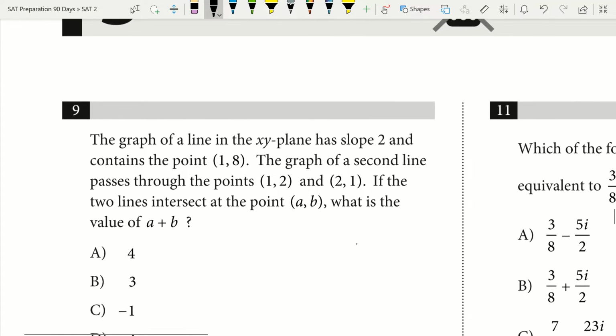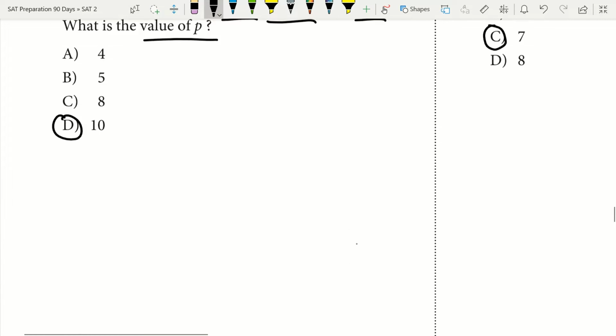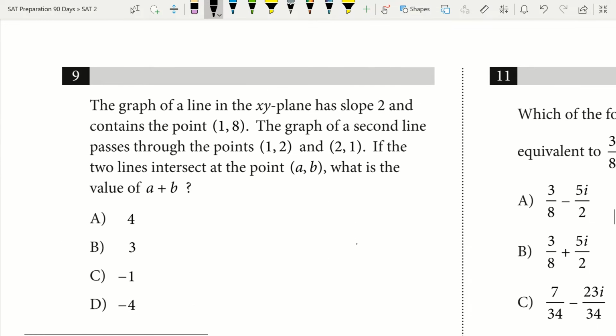Now we've got question 9. Number 9: the graph of a line in the xy-plane has a slope of 2 and contains the point (1, 8), which means it's going to be y equals 2x. I have to move 2 down since it's a slope of 2 and I'm going to the left, so that's going to be 2x plus 6.